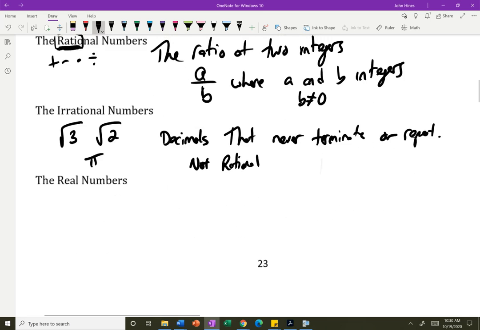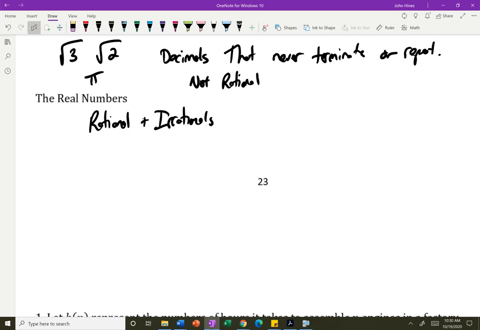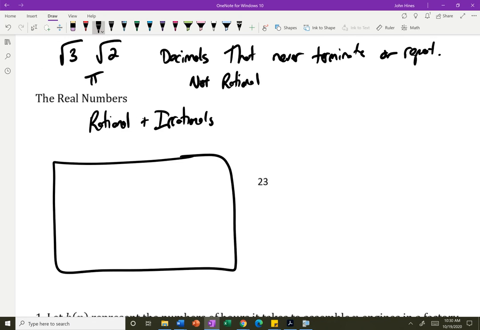So what are the real numbers? The real numbers are the rational numbers. If I take all of those fractions and anyone who's not a fraction, that's what makes up the real number system. So if I was to make a little picture of our real number system here, this is my real numbers, that big box.